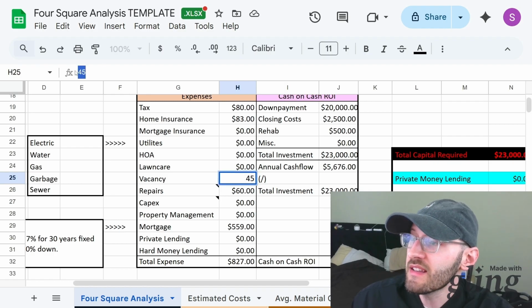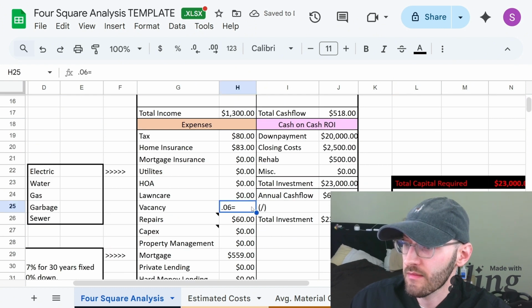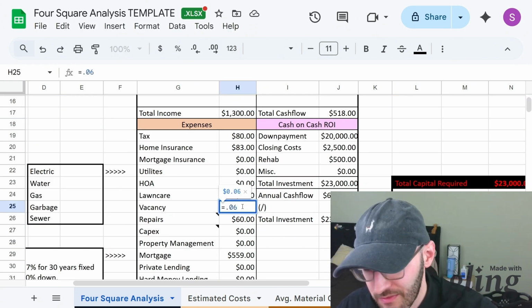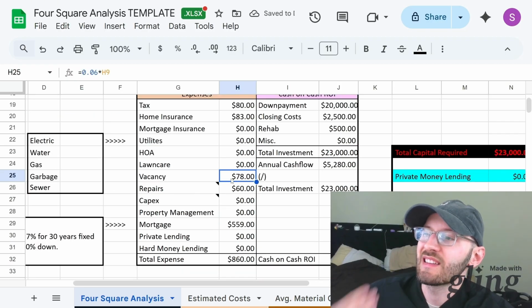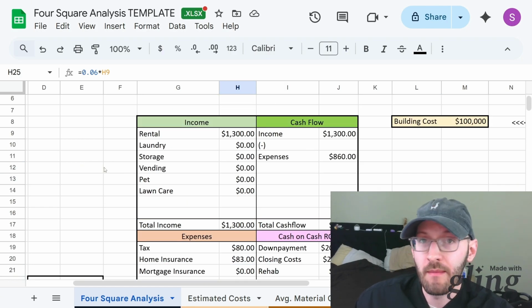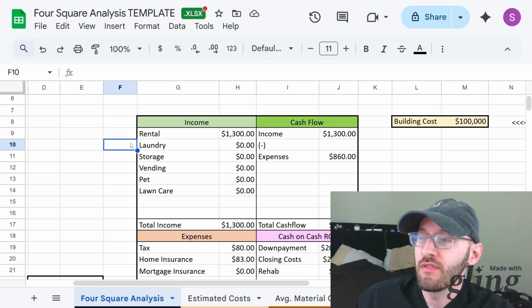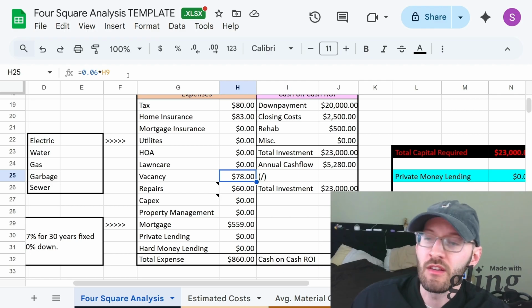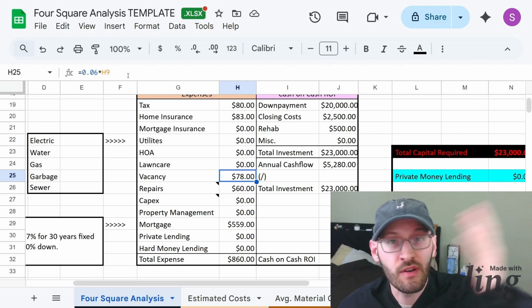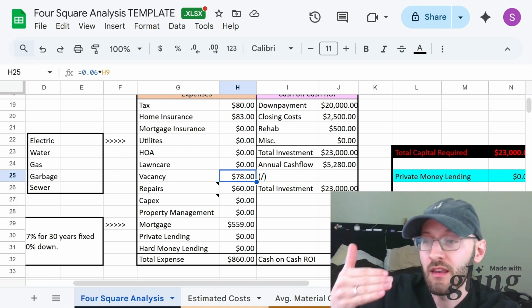We have vacancy. Typically, vacancy is about 6% of the time. So we should cut out 6% of the rental income to be saved away for when the property's vacant, maybe because you have to fix it or put another tenant in. We like to set aside a little bit of the money that's coming in for vacancy.